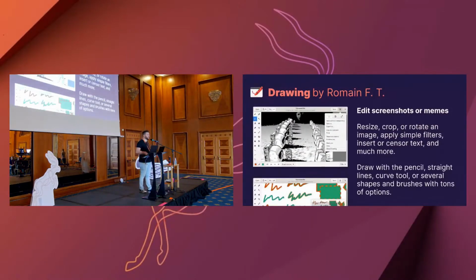Here is technically the same app that had a little bit more thought put into it. This is the actual AppStream data here. It's Drawing, an interesting name with a really nice little icon by Romain FT, an actual name, not just so-and-so developers. Edit screenshots or memes. It has a heading there. It has a description talking about what you can do with the app. Resize, crop, or rotate an image. Apply some filters, insert or censor text, and much more.